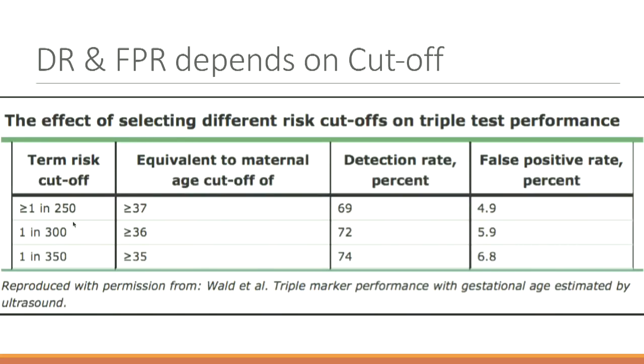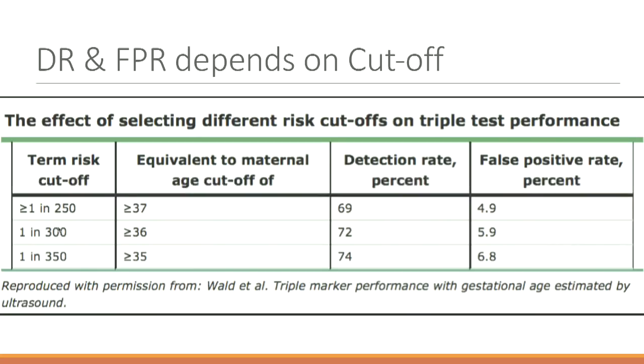Any woman that has a risk of above 1 in 250, we classify as high risk and we do an amniocentesis to find out whether the baby has Down syndrome or not. But when we increase that cutoff to say 1 in 350, look what happens to the false positive rate, it increases. So, if you keep the false positive rate high, it means your detection rate is probably high, but at the same time it is because your cutoff is high. So, a lot of unnecessary amniocentesis will be done.